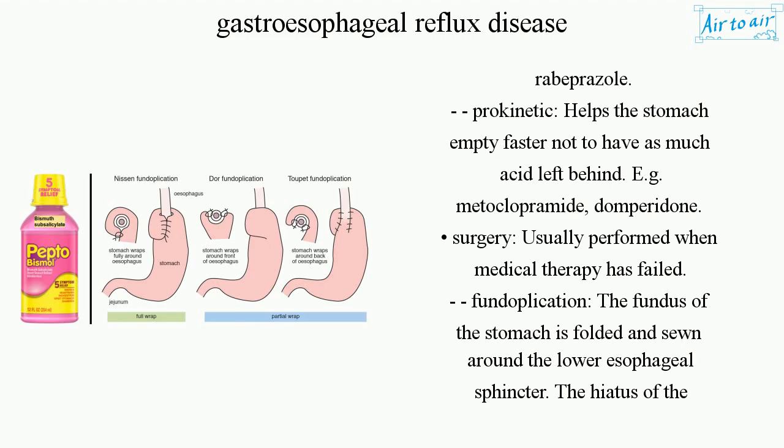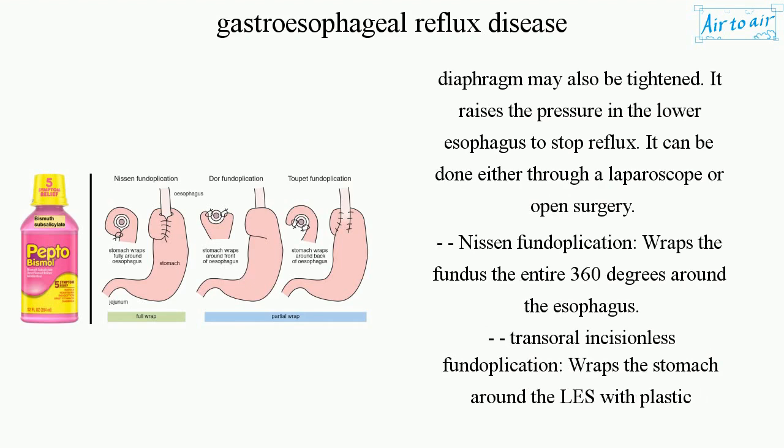Fundoplication. The fundus of the stomach is folded and sewn around the lower esophageal sphincter. The hiatus of the diaphragm may also be tightened. It raises the pressure in the lower esophagus to stop reflux. It can be done either through a laparoscope or open surgery.